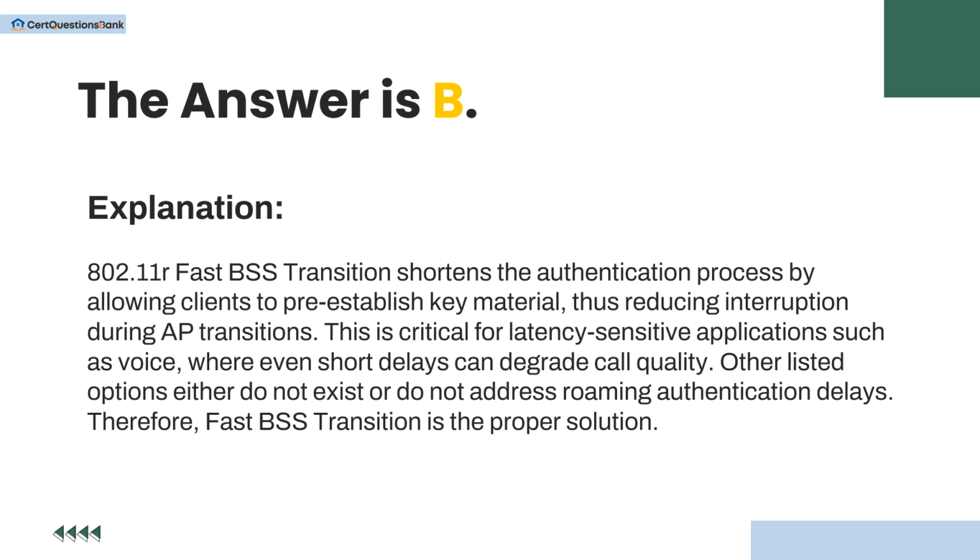802.11r, Fast BSS transition, shortens the authentication process by allowing clients to pre-establish key material, thus reducing interruption during AP transitions. This is critical for latency-sensitive applications such as voice, where even short delays can degrade call quality. Other listed options either do not exist or do not address roaming authentication delays. Therefore, fast BSS transition is the proper solution.